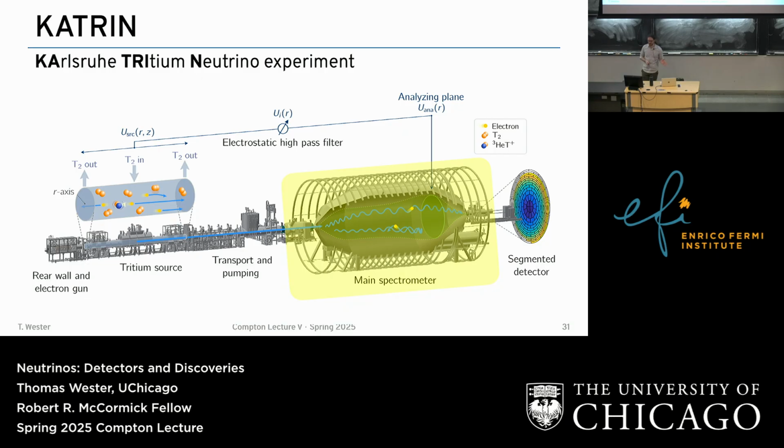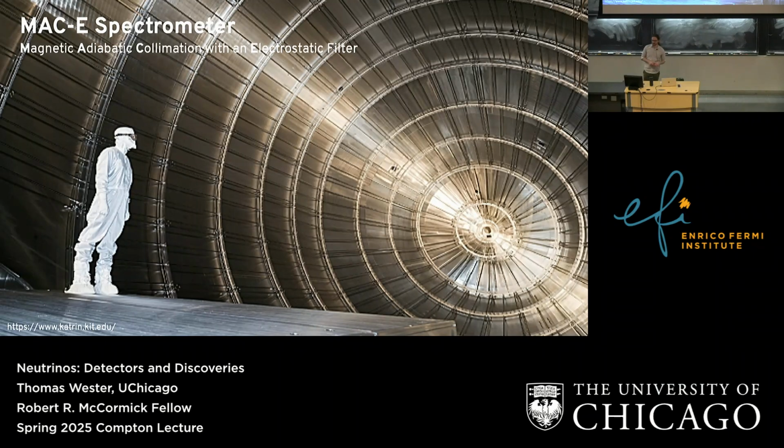I want to talk about the main spectrometer a little bit because this is kind of where the filtering happens for this experiment. So it looks like this. It's called the MAC-E spectrometer, which stands for Magnetic Adiabatic Collimator with Electrostatic Filter. And it's quite an impressive thing. And the reason it looks like this, I'll talk about shortly.